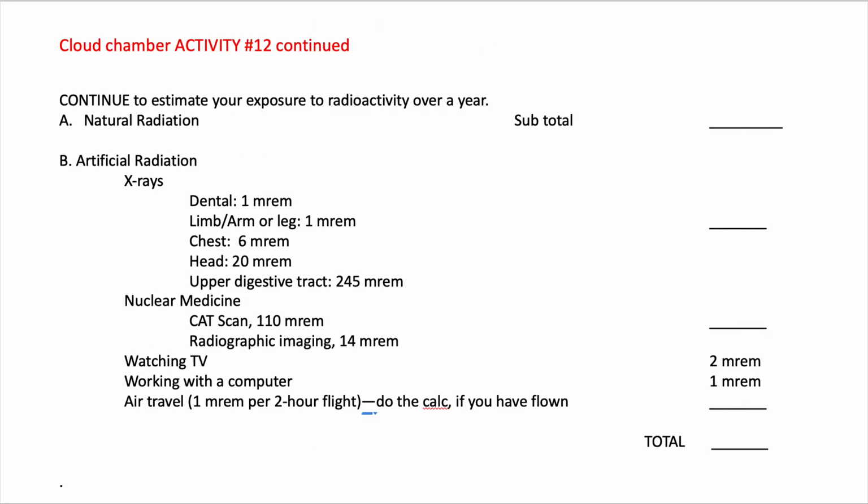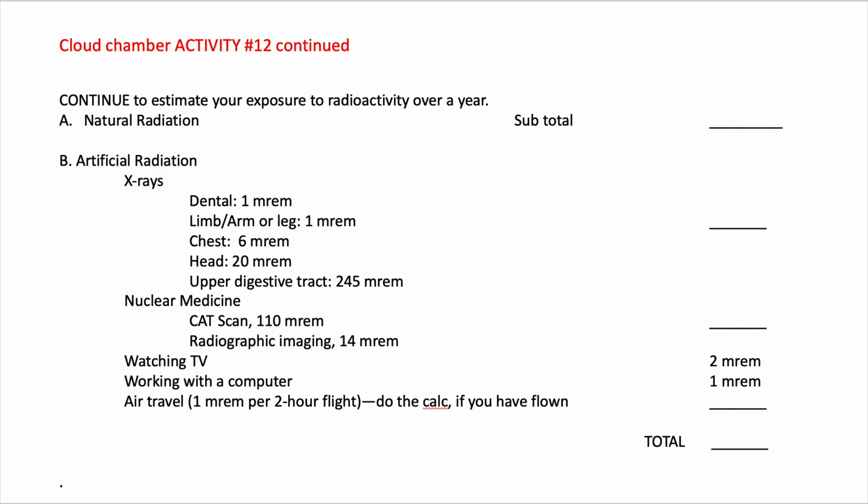session. Those were natural sources. Artificial from X-rays, maybe dental X-rays, other parts of the body. Upper digestive tract is a larger number. Nuclear medicine with imaging and CAT scans. And then watching TV, working with a computer. Air travel, 1 millirem per 2-hour flight. So do the calc if you have flown how many hours to do that. And then add the subtotal as well as the artificial radiation.